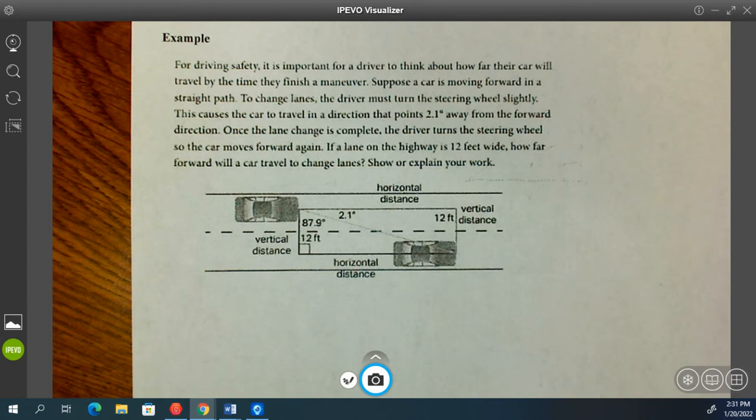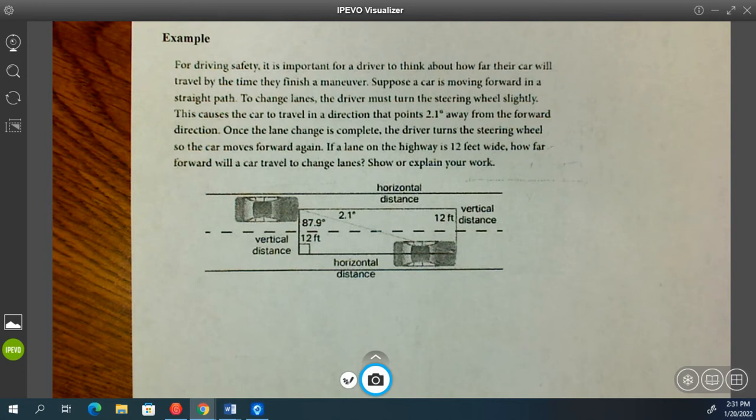For driving safety, it's important for a driver to think about how far the car will travel by the time they finish a maneuver. Suppose the car is moving forward in a straight path. To change lanes, the driver must turn the steering wheel slightly. Common sense. This causes the car to travel in a direction that points 2.1 degrees away from the forward direction. So here's where I start. I'm going to start angling the car 2.1 degrees down and start changing lanes. Once the lane change is complete, the driver turns the steering wheel so the car moves forward again.